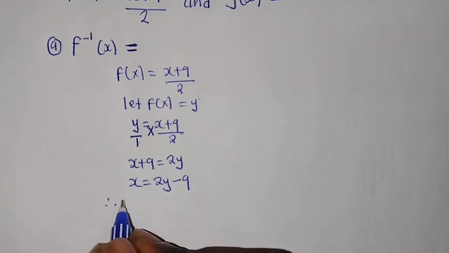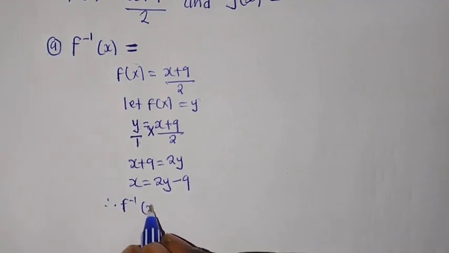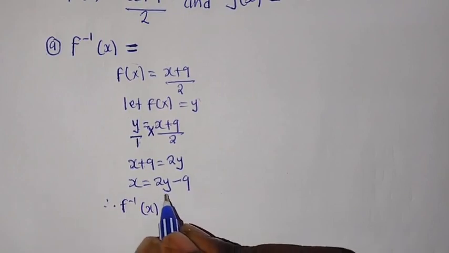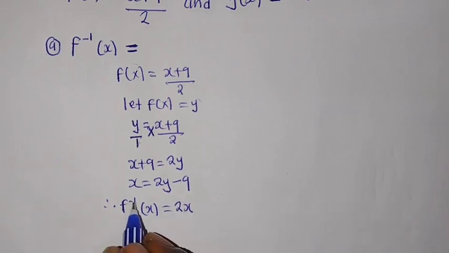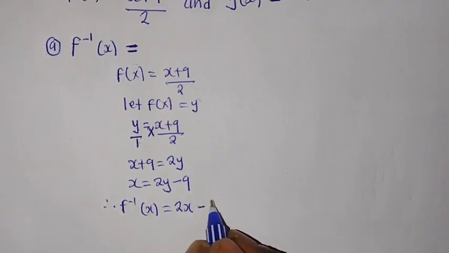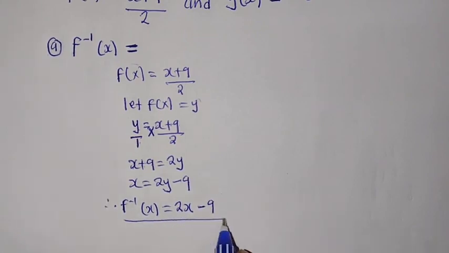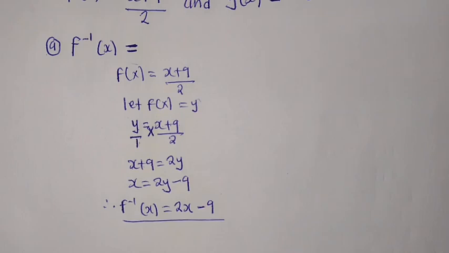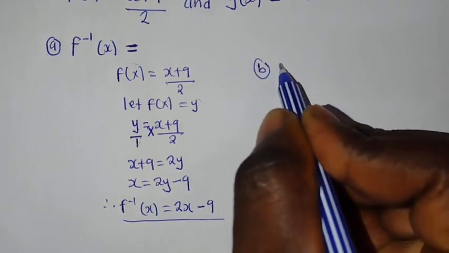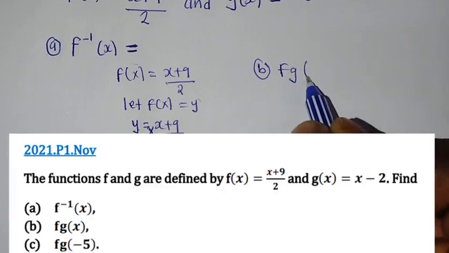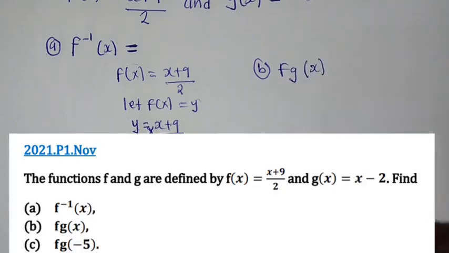So we have made x the subject of the formula. Therefore f⁻¹(x) equals: we write 2 where there is y, and we substitute x because we are saying inverse of x, then minus 9. So f⁻¹(x) = 2x - 9. This is our inverse function, so we have answered question A. Let us now move on to question B. We need to find fg(x). This is a composite function because there is a function f and g.